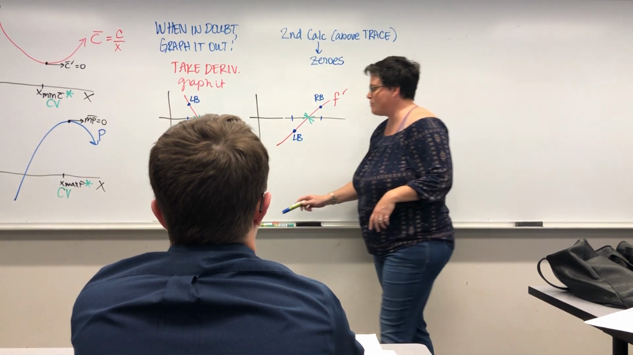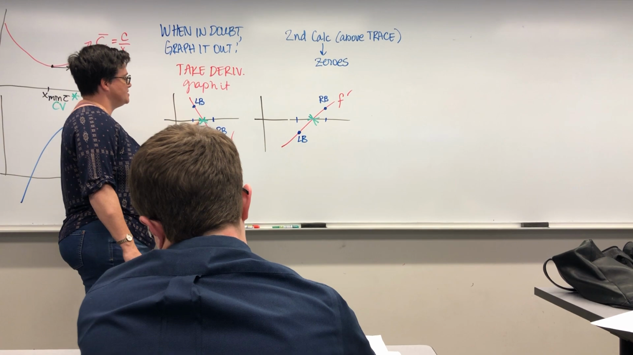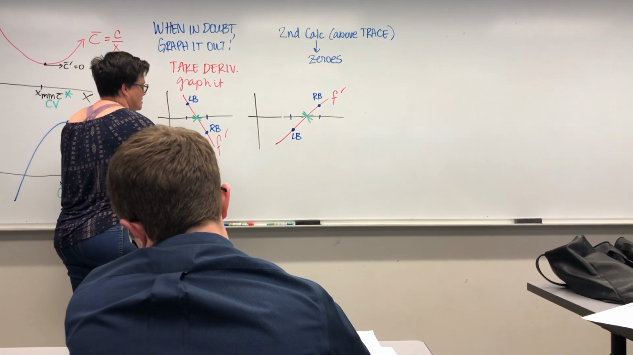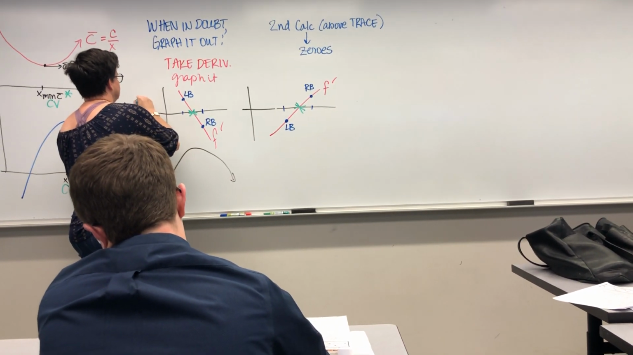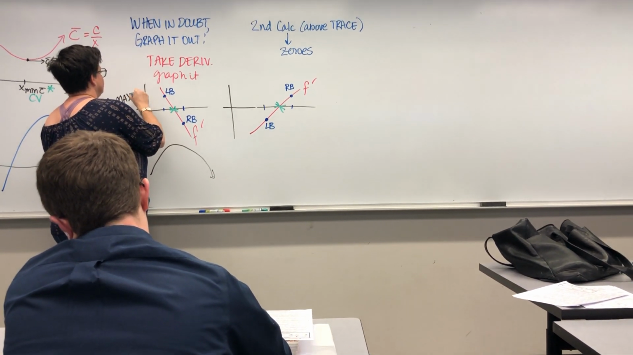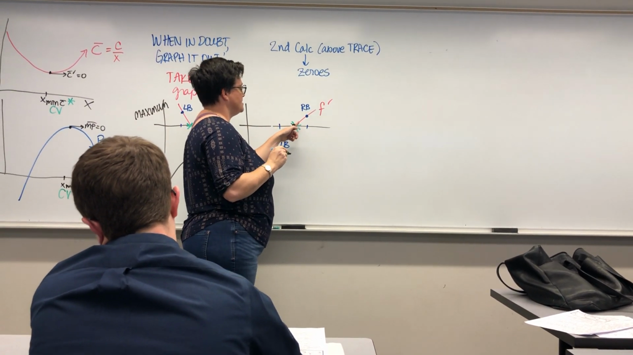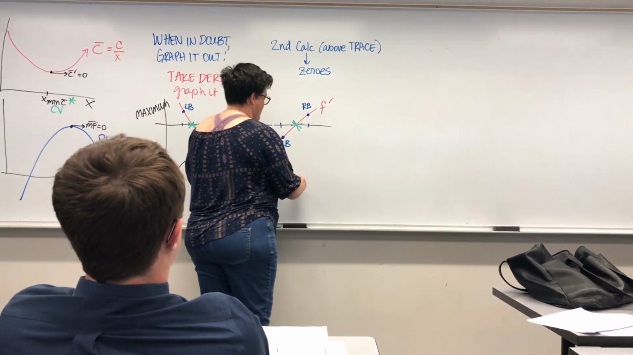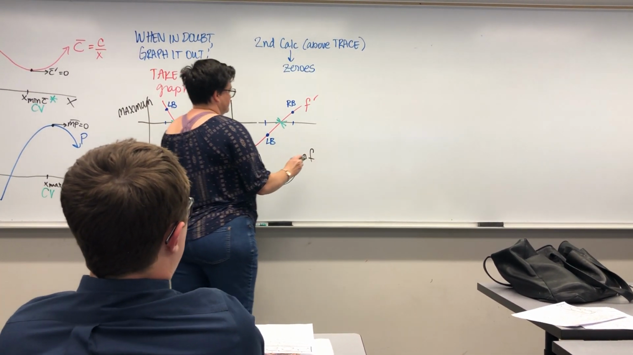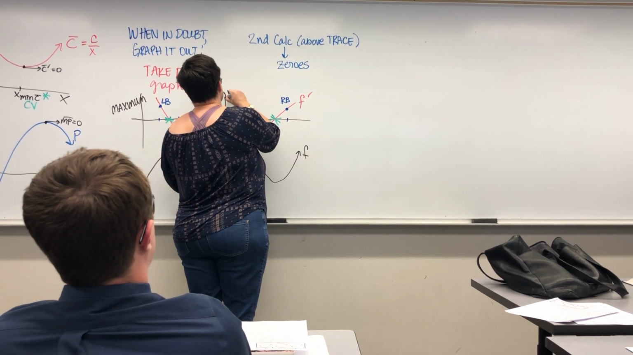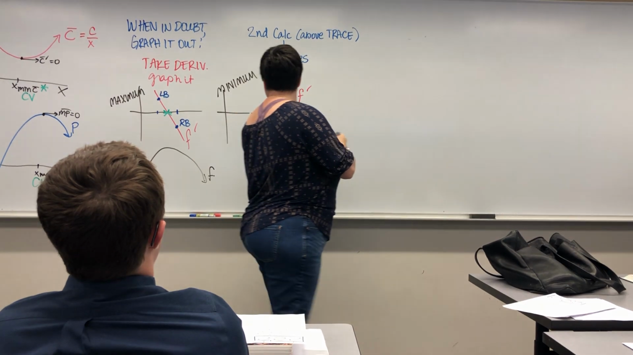Which one's which? This has a positive slope, 0 slope, negative slope. So this would have looked like this. So this will help you find a maximum. This has a negative slope followed by 0 slope followed by positive slope. Your original function is going to look like this. This gives you a minimum. Questions?